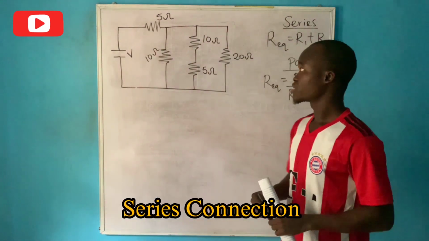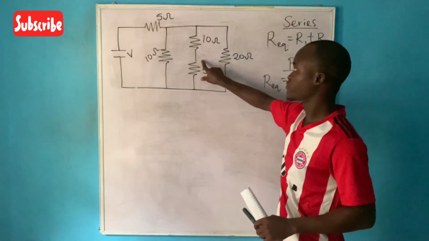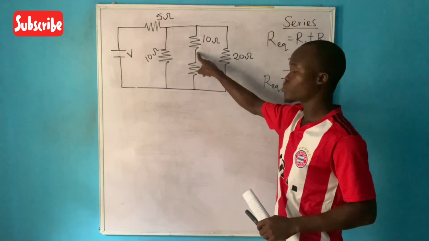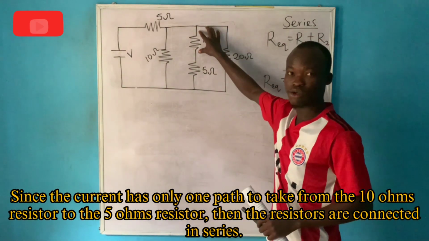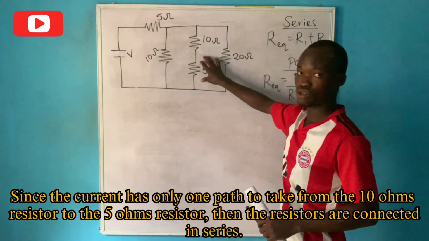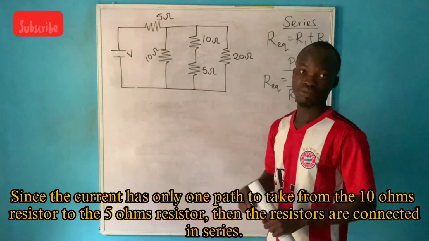Why? The reason is because if current is to flow from the 10 ohm resistor to the 5 ohm resistor, the current has only one path to take. The current has only one path to take to move from the 10 ohm resistor to the 5 ohm resistor, and in this case we say that the connection between them is series.